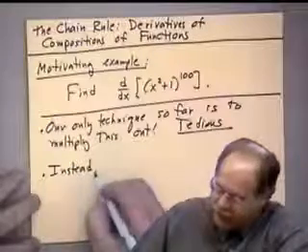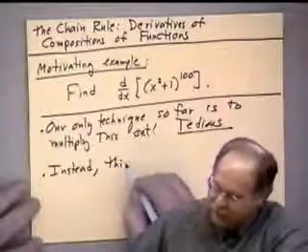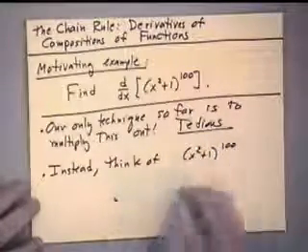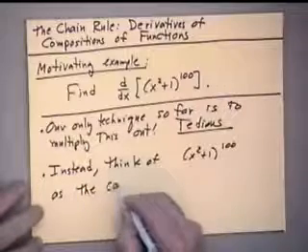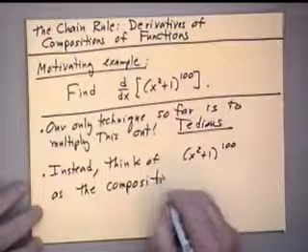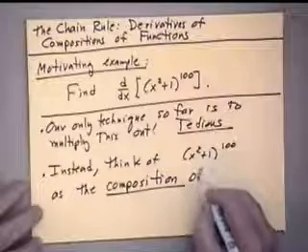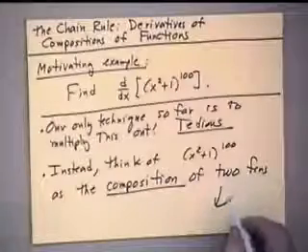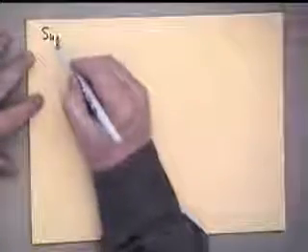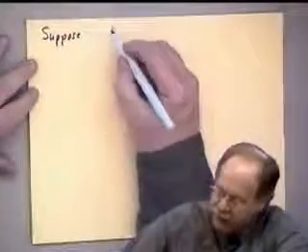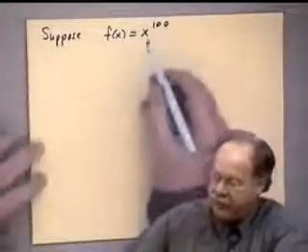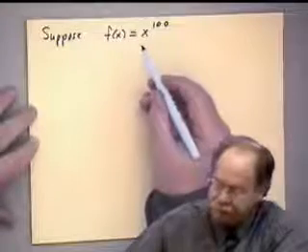Instead, as you may have guessed from the title of this section, let us think of the x squared plus 1 to the 100 function as the composition of two functions. And perhaps these functions will be simple enough that we can compute those derivatives and use them to compute the one we want. So let us suppose that we take one of the functions we're interested in to be the function that takes something to the 100 power. That would be f of x equals x to the 100 power.